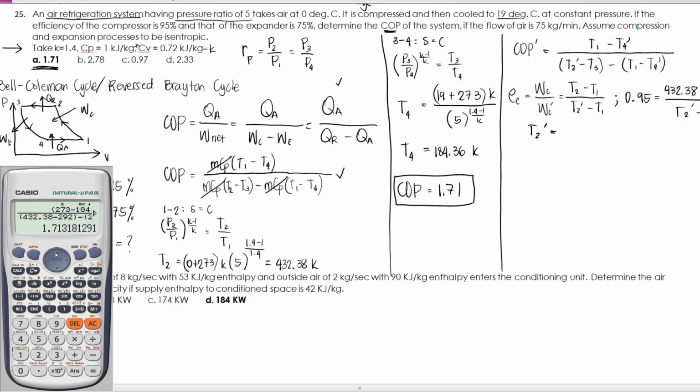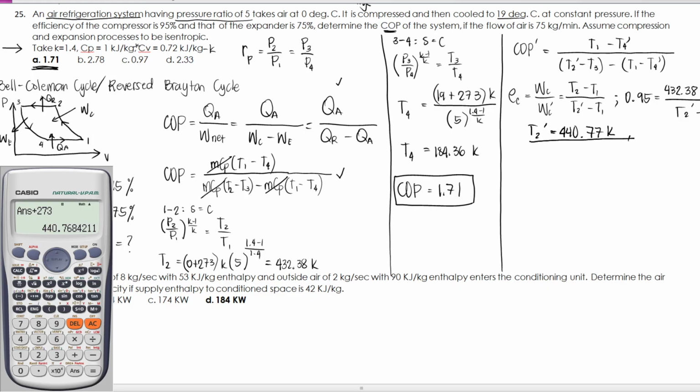Calculate. Ayan, so T2, 432.38 minus T1, 273. I-divide ko yung compressor's efficiency, 0.95. Okay? Tapos, mag-i-equal yan sa T2 prime minus 273. So, dagdagan natin ng 273 para makuha natin si T2 prime. That is equal sa 440.77. Again, mag-compute din ng lahat using your calculator para nasusundan yung ating kinocompute at sinusulat dito sa ating presentation. So, 440.77 Kelvin ang T2 prime.